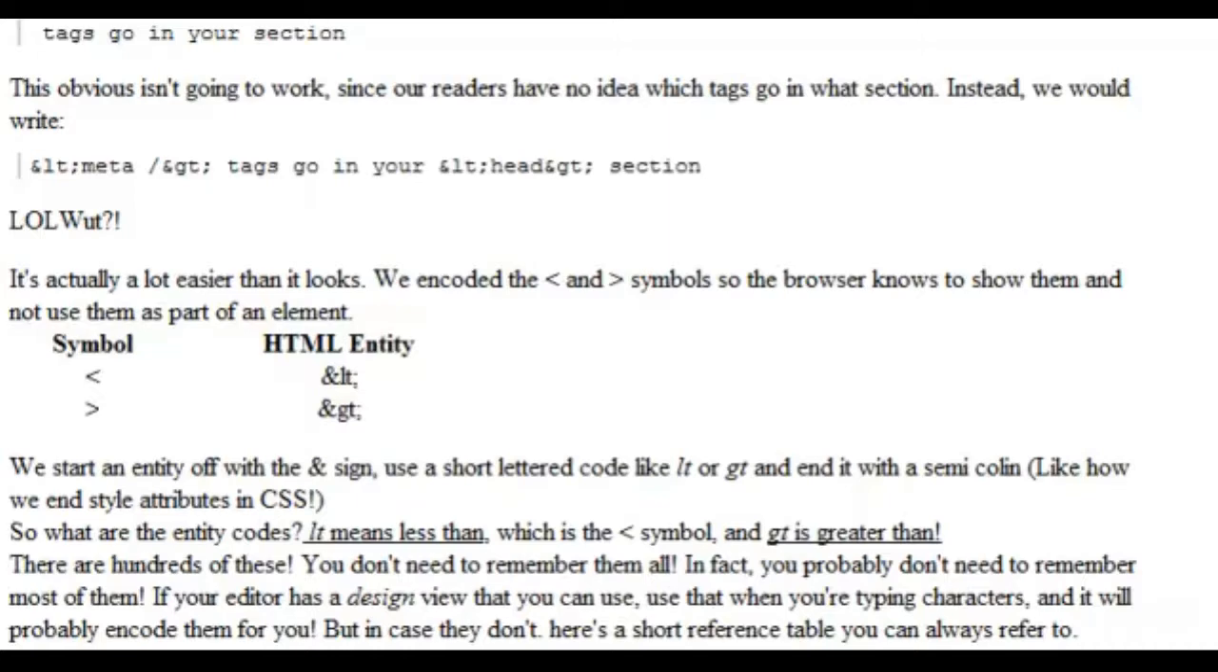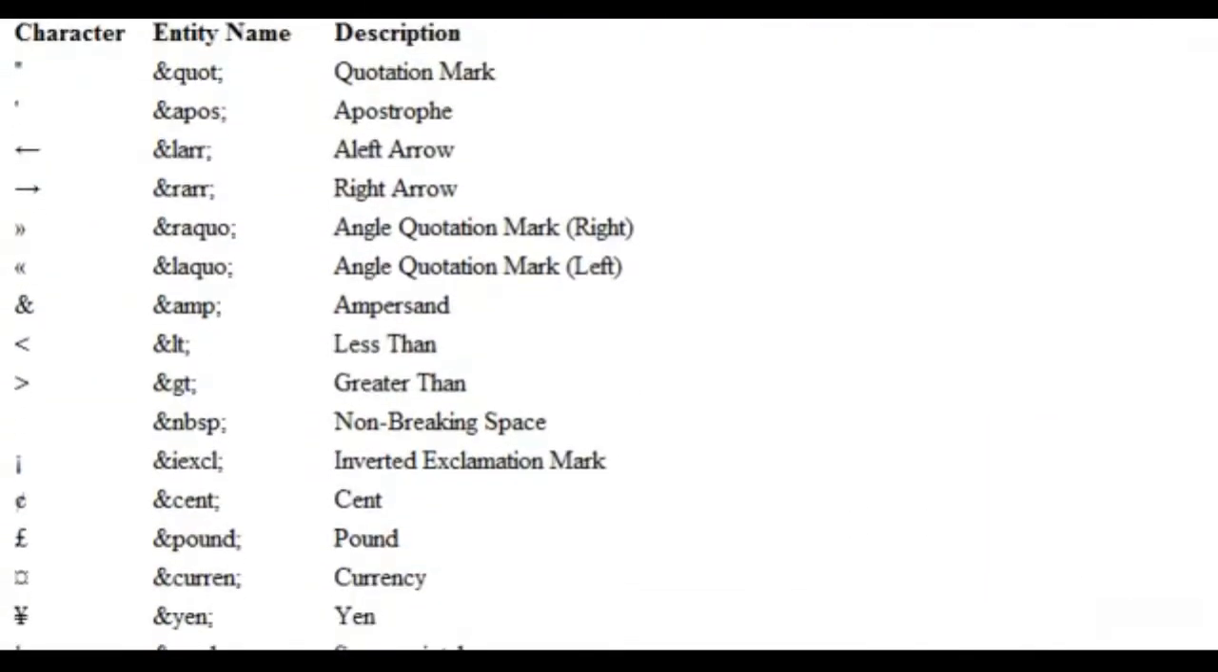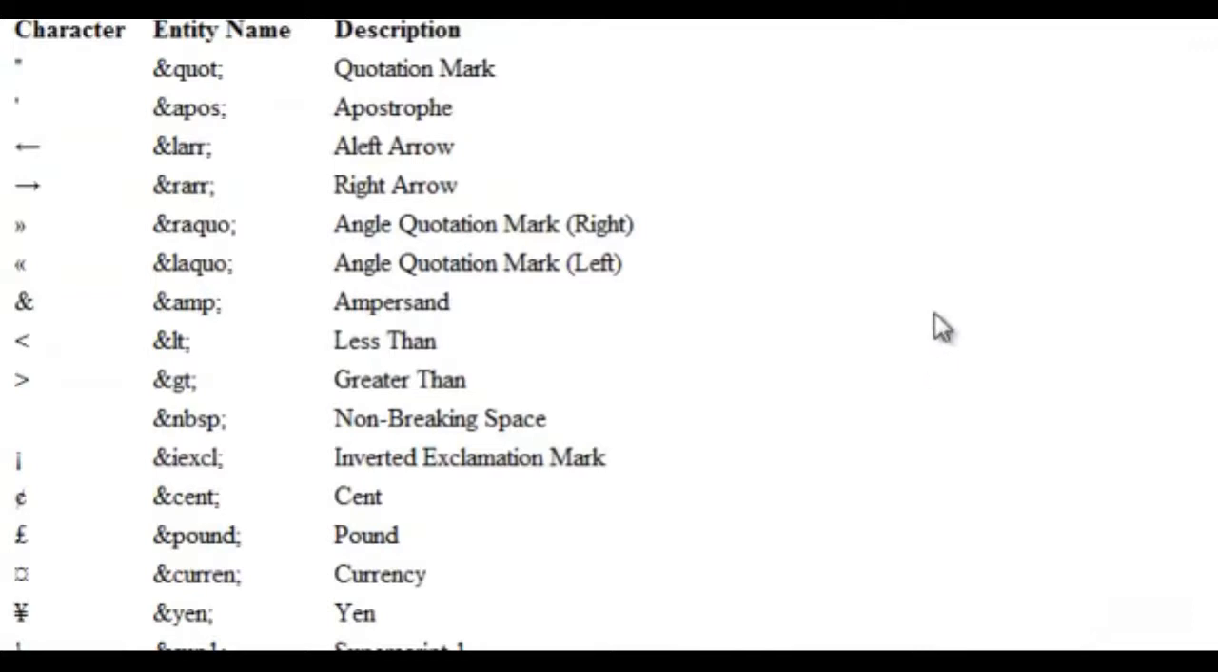If your editor has a design view that you can use while you're typing characters, it will probably encode them for you. But in case it doesn't, here's a short reference table that you can always refer to. So we have the character, what it shows up as, we have entities, and the description.